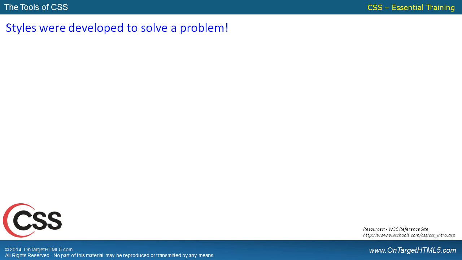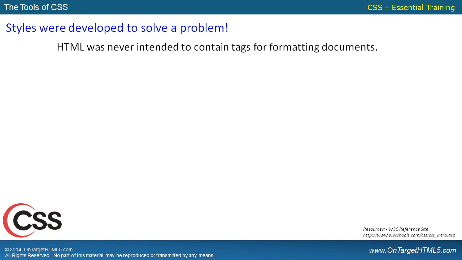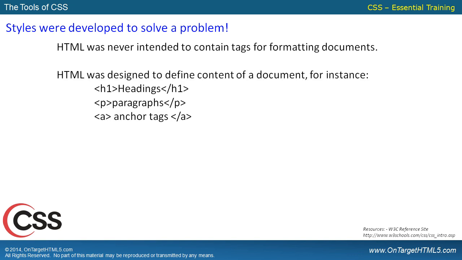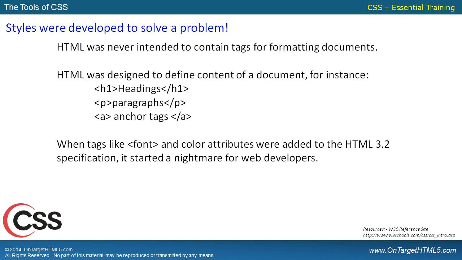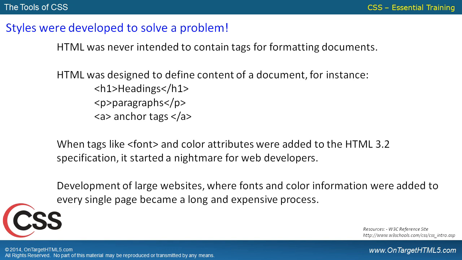Styles were developed to solve a problem. HTML, or hypertext markup language, was never intended to contain tags for formatting documents. HTML was designed to define content of a document, for instance, headings, paragraphs, anchor tags, but it was never meant to incorporate styling. When tags like font and color attributes were added to the HTML 3.2 specification, it started a nightmare for web developers. Development of large websites where fonts and color information were added to every single page became a long and expensive process.